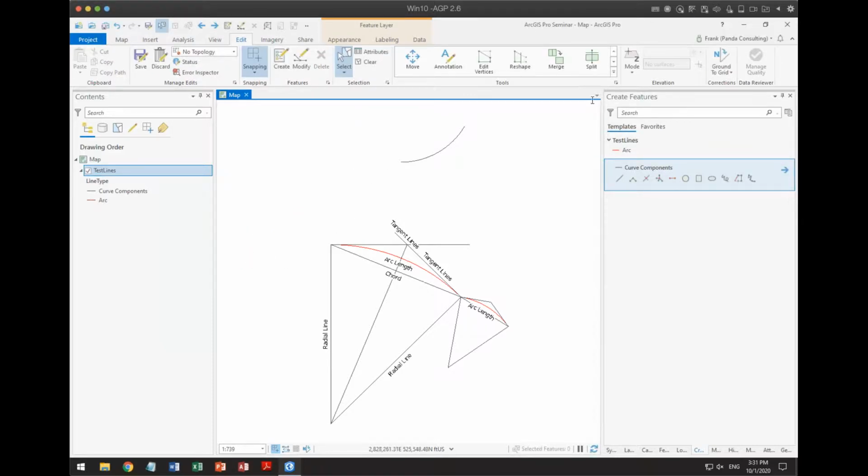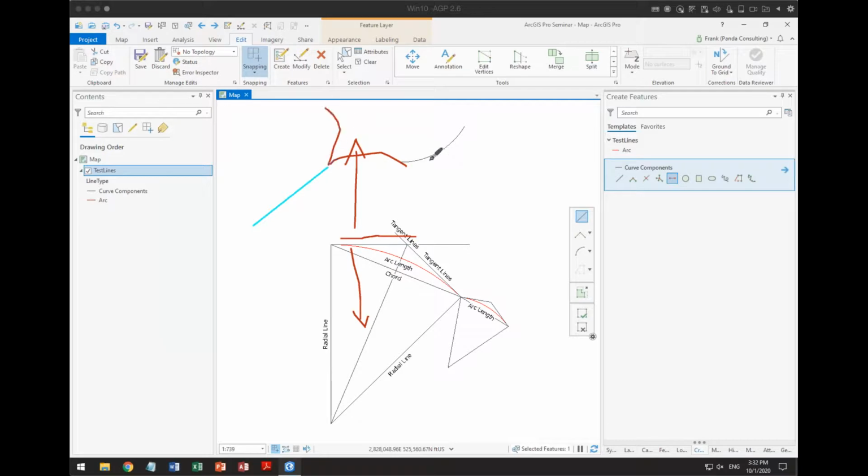All right. Let's go in here and create a curve component. And just create that. So when I'm creating a curve now, I need to know what is one of these bearings? What's the orientation of my curve? Is it going to curve over to this side? Is it going to curve to this side?